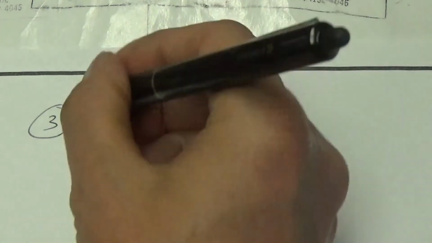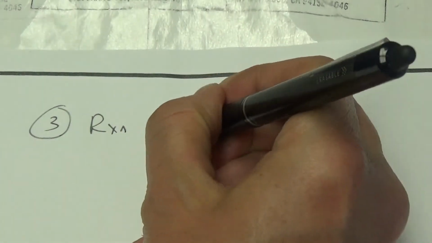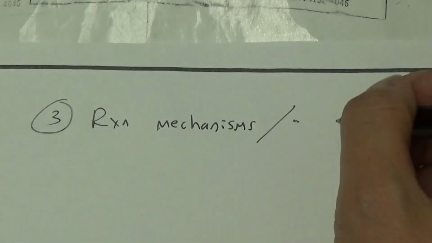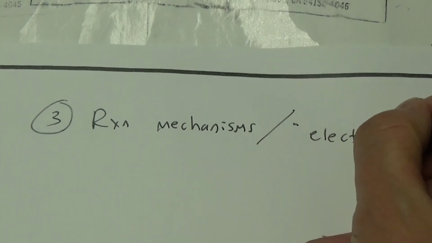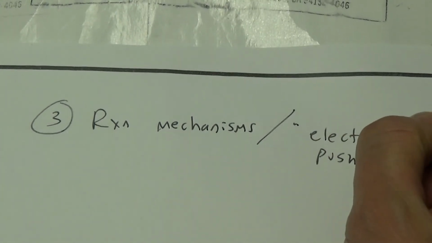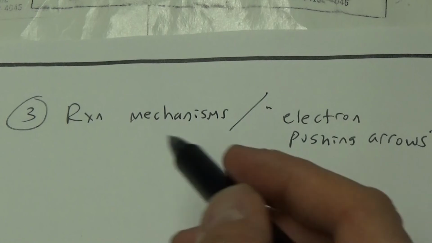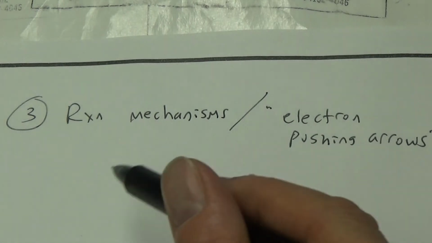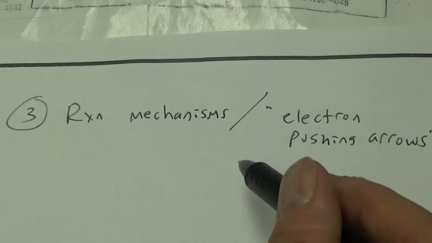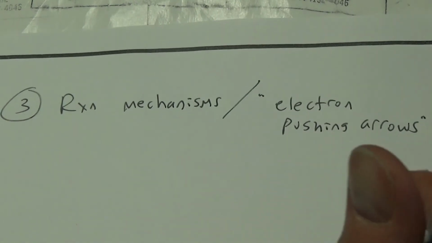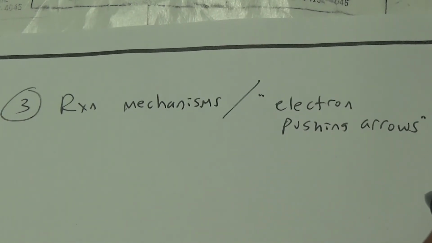Okay, so let's talk about number 3 now. Reaction mechanisms, as a general topic, and also this concept of electron pushing arrows. So we showed the SN2 mechanism, right? We have an X minus or something negative that attacks the carbon bearing the positive charge and makes the product. That's actually a mechanism, but there are other kinds of mechanisms, and we just want to talk about them generally.